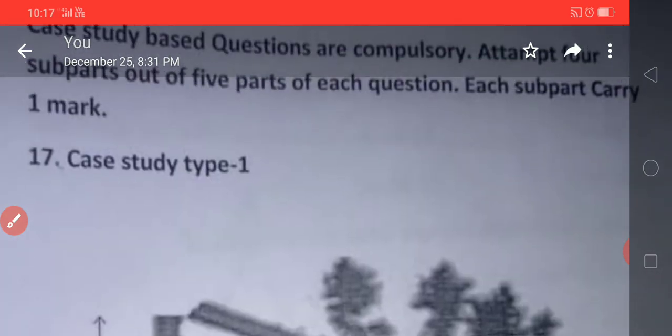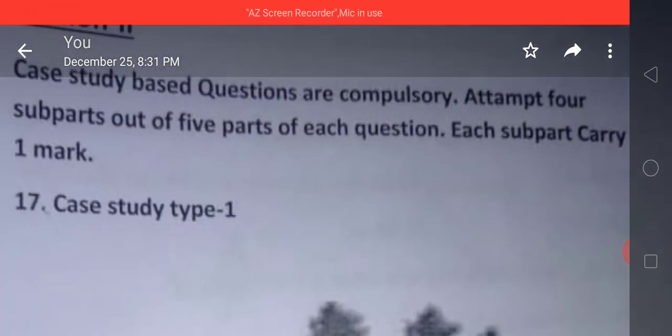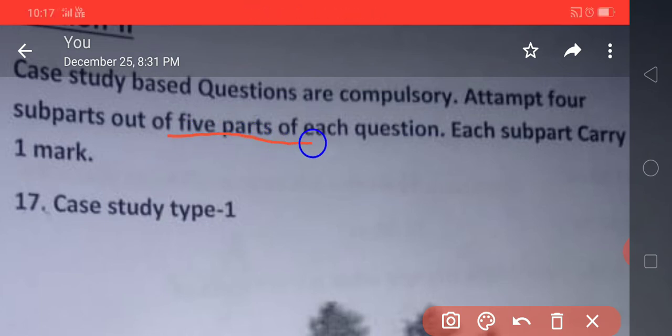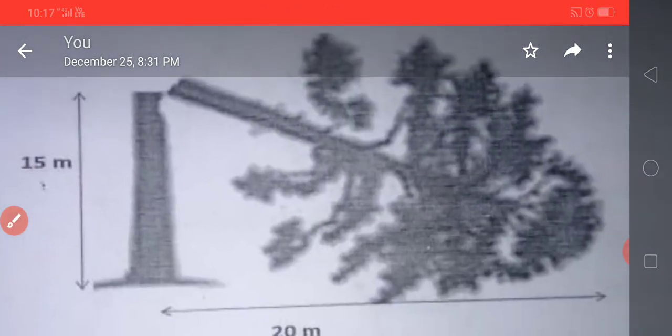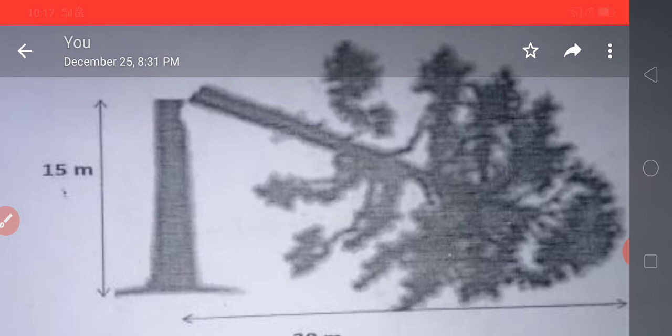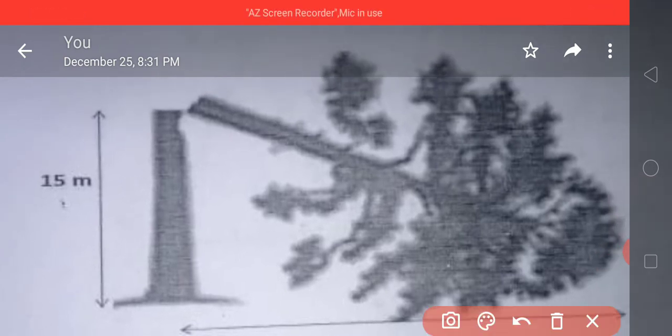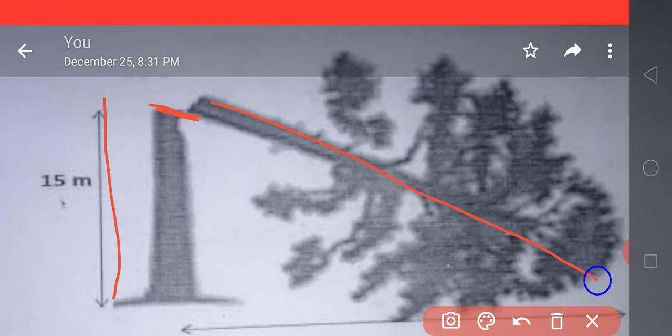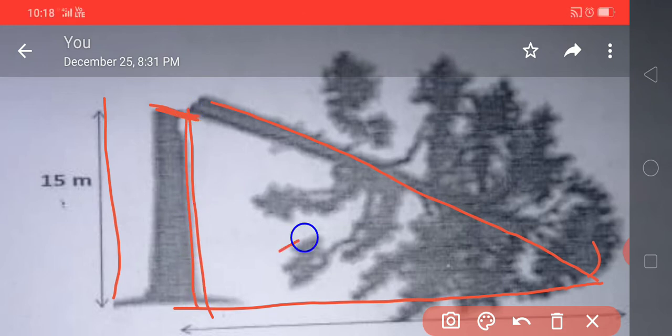Come to question number 17. This is a case study type question. You are given 5 sub parts and you have to do 4 out of that, and every question carries 1 mark. This is the new thing introduced in 10th class and for the 9th also. Here you are given a tree that is broken at 15 meters, and the upper part touches the ground, and the distance of the tree from the ground is 20 meters.